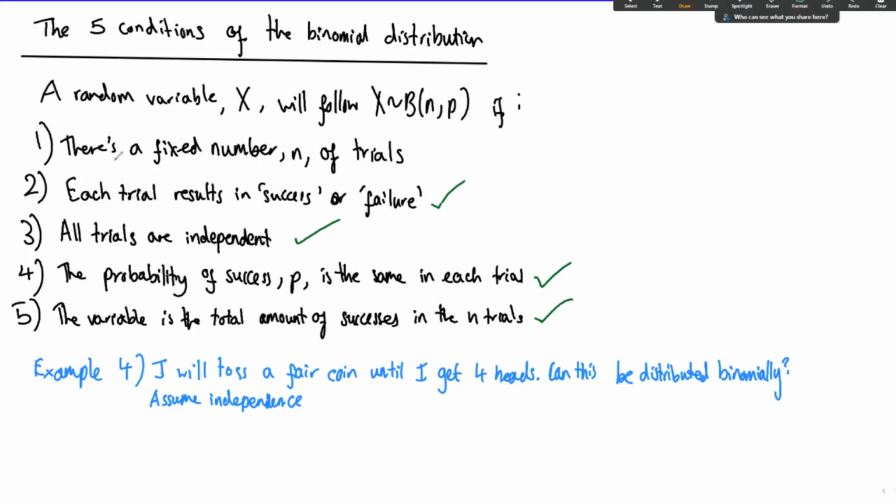But this one, there's a fixed number n of trials, doesn't work because we have 4 heads. It says we will toss a fair coin until we get 4 heads. But we don't know how many tosses that will take to get to 4 heads. It could be 4, they could just get 4 heads. It could be 100 if they're particularly unlucky and keep getting tails. So this one doesn't work. So we can say no, since there's not a fixed number of trials.